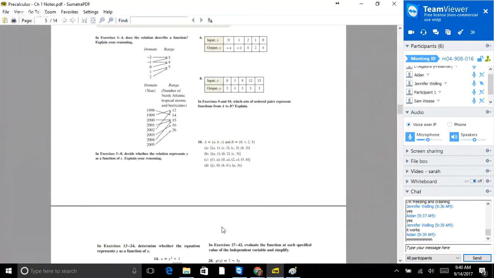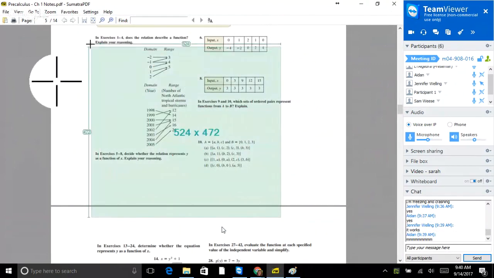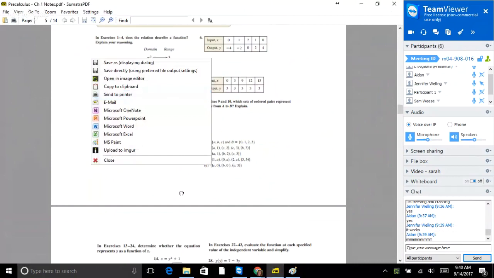Let me take a screenshot of, oh, I forgot I had the screenshot tool on here now. That's not what I wanted.